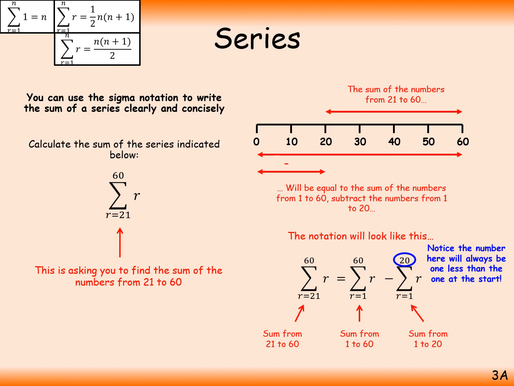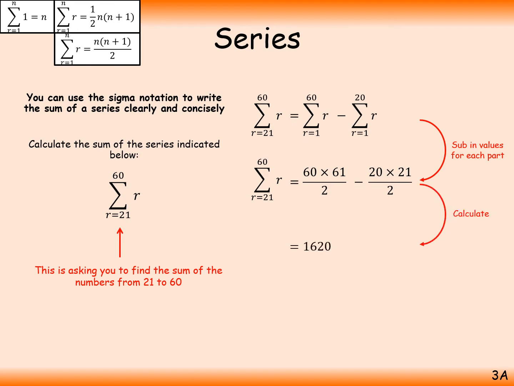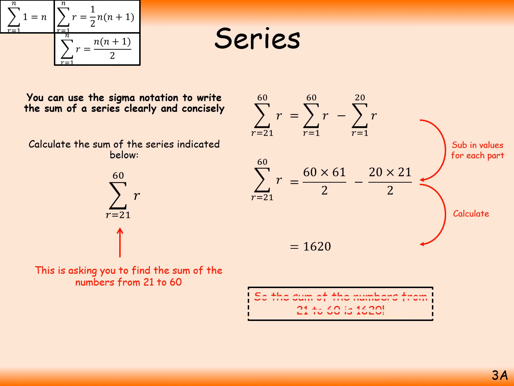Be careful, this number here has to be one less than where we're starting from, because where we're starting from is inclusive. Now if we work out each one of these, we've got 60 times 61 over 2, minus 20 times 21 over 2. If we calculate this, we get the following: the sum of numbers from 21 to 60 is 1620.